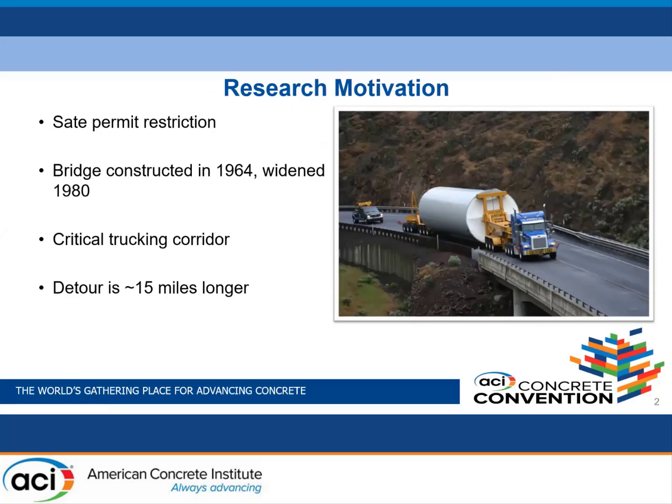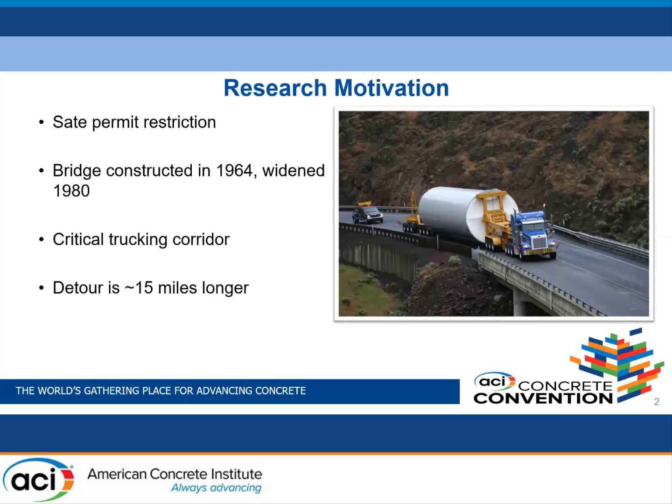Some of the motivation for this research: we are looking at a specific slab span bridge located in Minneapolis, Minnesota. The bridge has a state permit restriction on it, and this specific restriction stops trucks that would place a load of 80,000 pounds or more in one of the spans from crossing the bridge. So they have to take a detour, which can be up to 15 miles longer and take up to an hour during heavy traffic times.